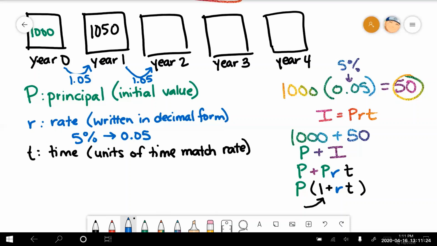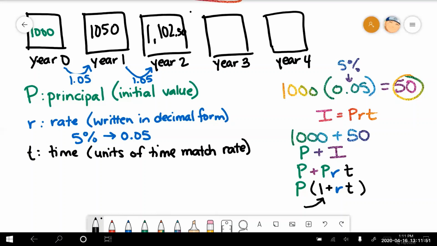And then to continue on, I would do it again because the bank rate has not changed. And I would get 1,050 times 1.05. And I end up with $1,102.50. Okay, so the money's growing, and the money's growing well.